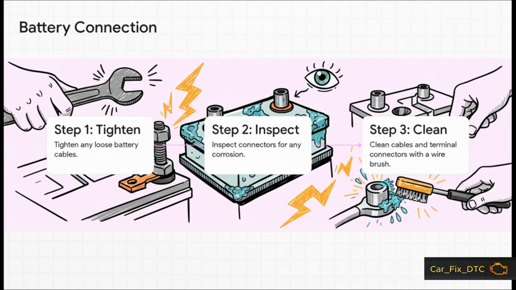First, just give the battery cables a wiggle. Are they loose? Tighten them up. While you're there, look for that crusty bluish-green corrosion on the terminals. If you see any, just grab a wire brush and scrub both the cables and the battery posts till they're shiny and clean. A solid connection is absolutely key.